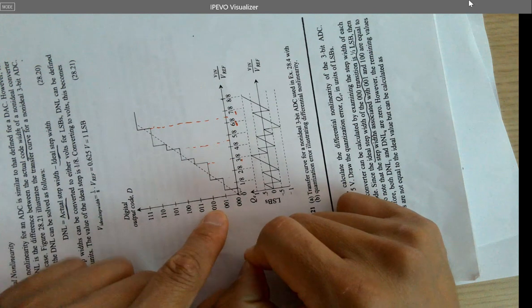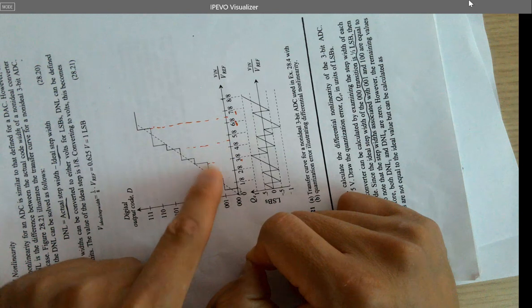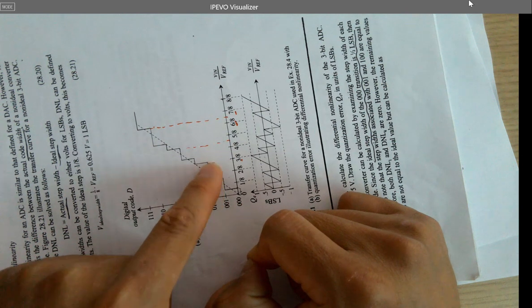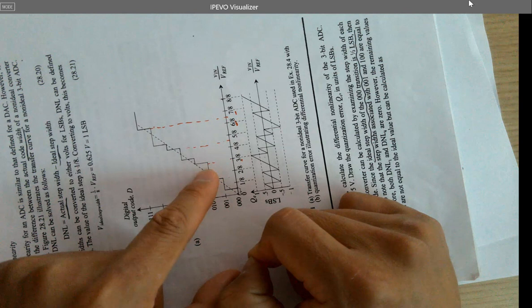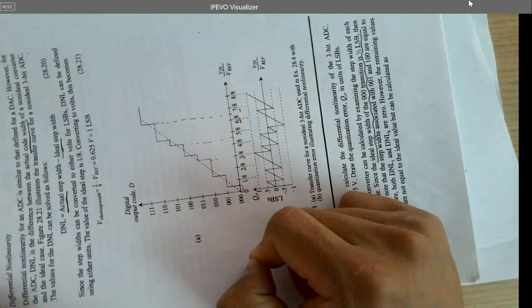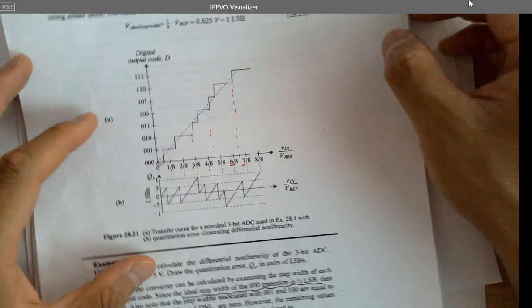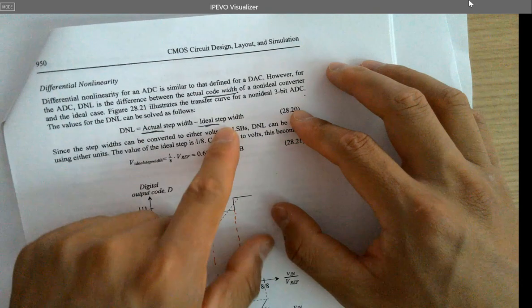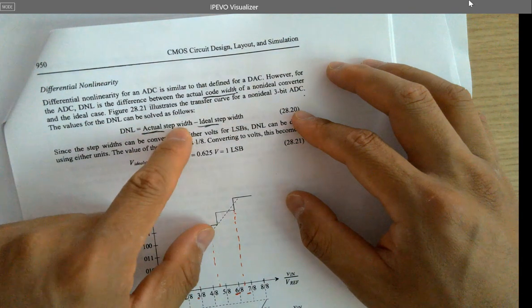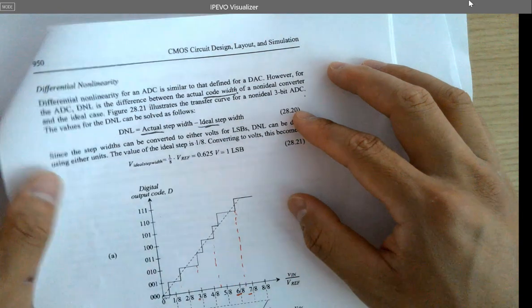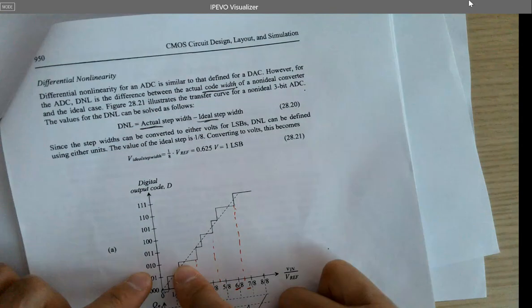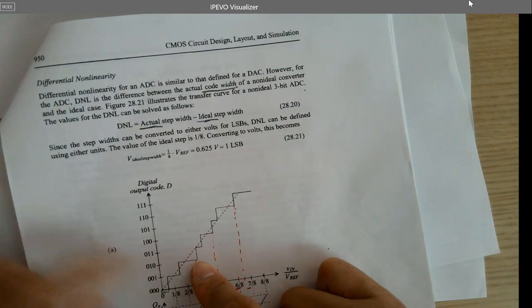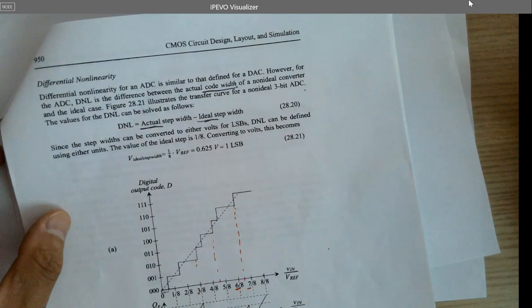So this is DNL2, 010 is 2, right? This is DNL2, which is 1.5 LSB. You have to subtract the ideal step size, which is 1 LSB. So DNL2, keep in mind the definition here is the actual step width minus the ideal step width. So the actual step width here is 1.5 LSB minus 1 LSB.